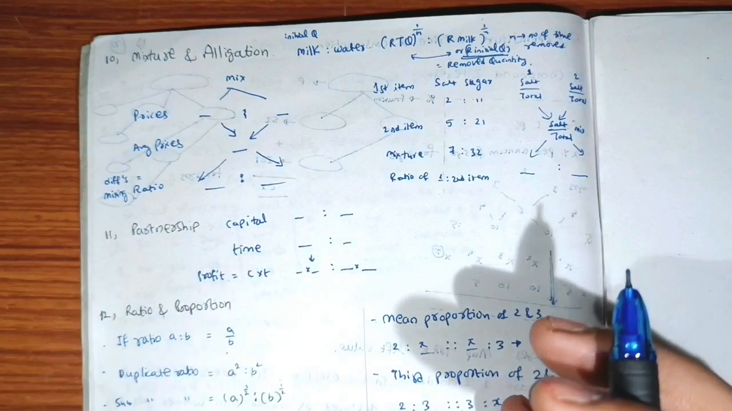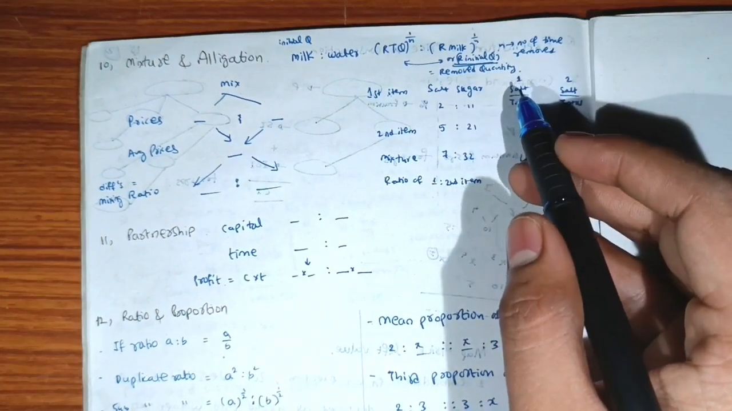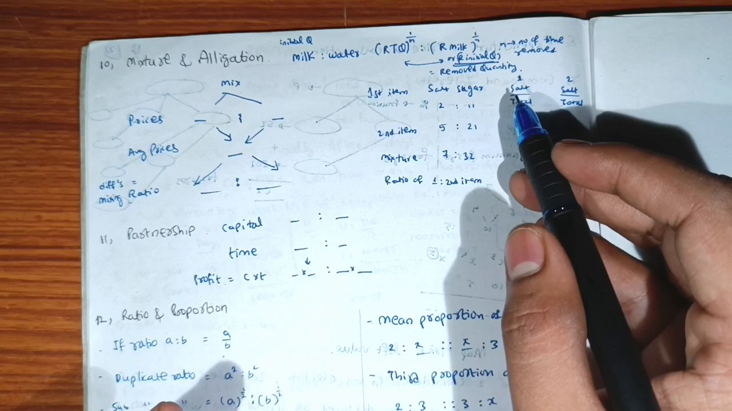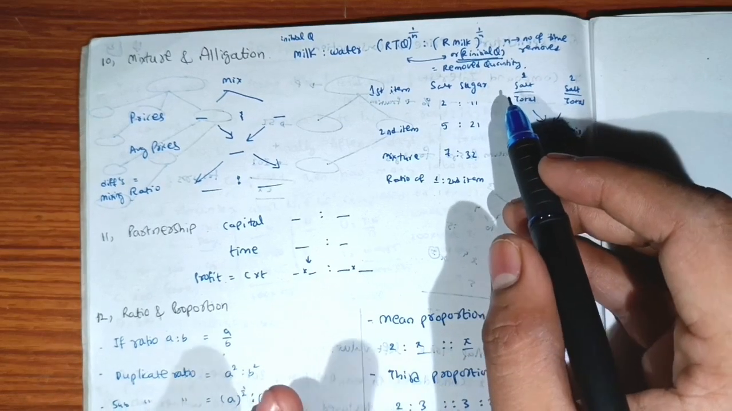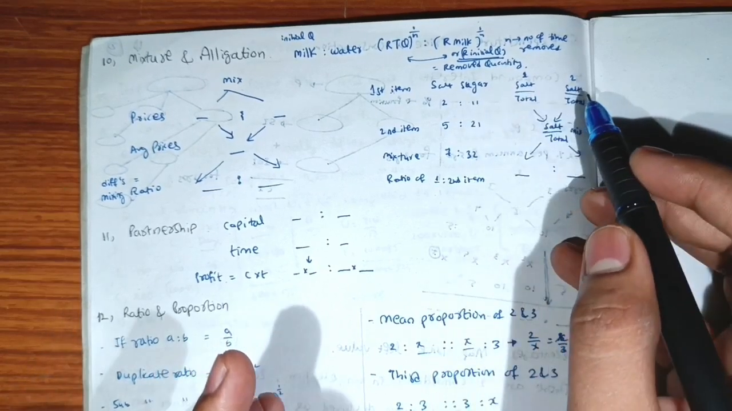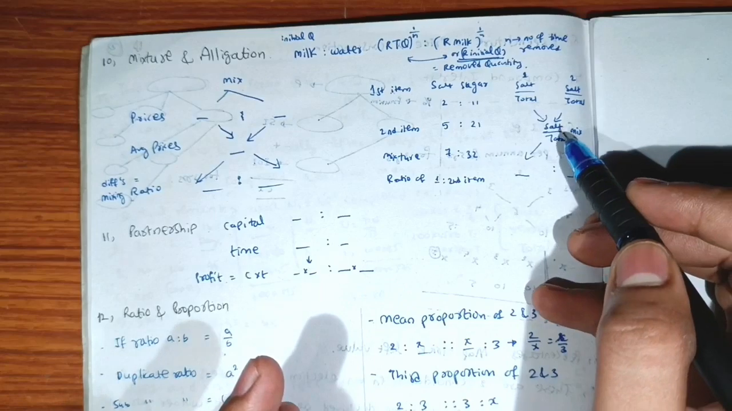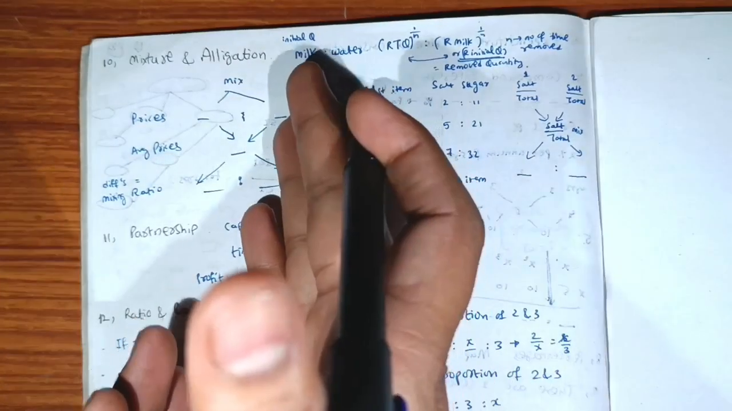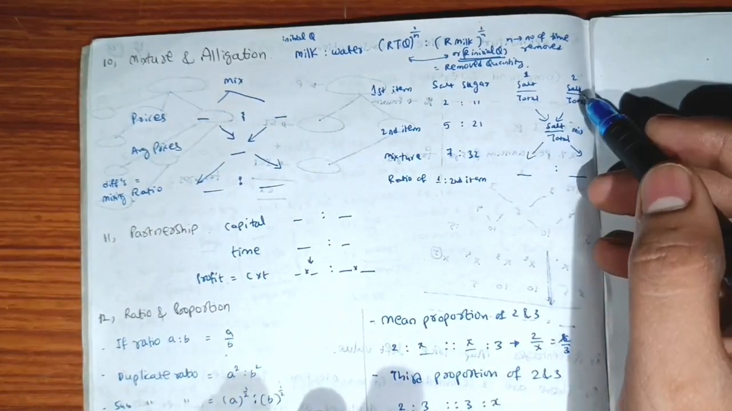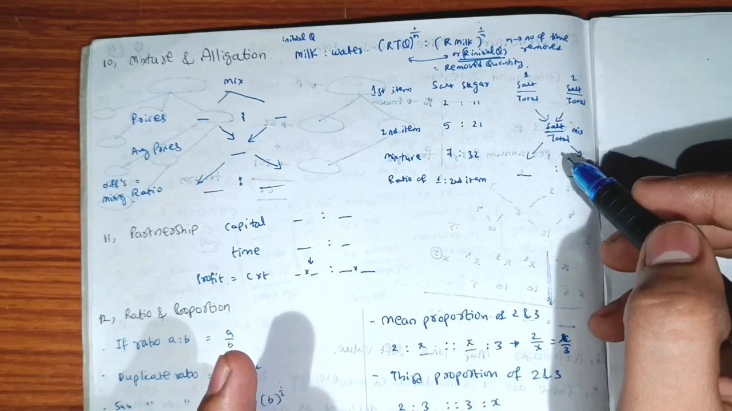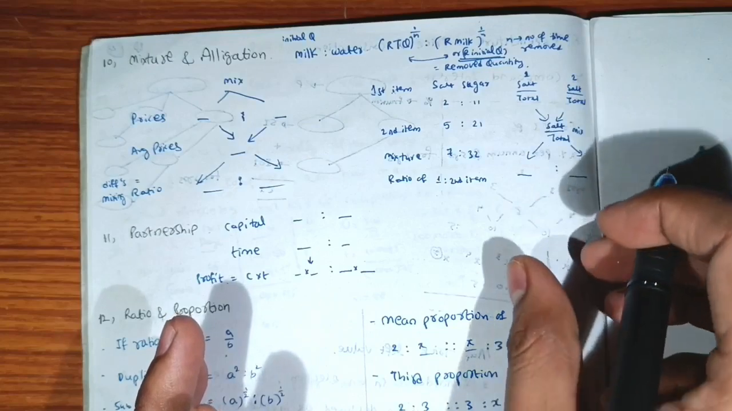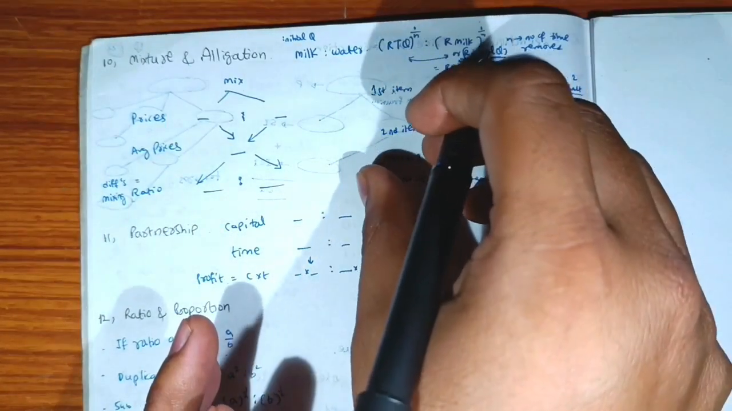For that the trick is that you need to convert any one of the things, either the salt or the sugar. Here I am showing it for the salt: salt by total for the first quantity, salt by total for the second quantity, and salt by total for the mixture. Again you apply the same mixture and alligation trick. If you take the differences in a diagonal manner, you get the differences. If you calculate the in-between ratios, it will be the ratio of the first and second item in the mixture.